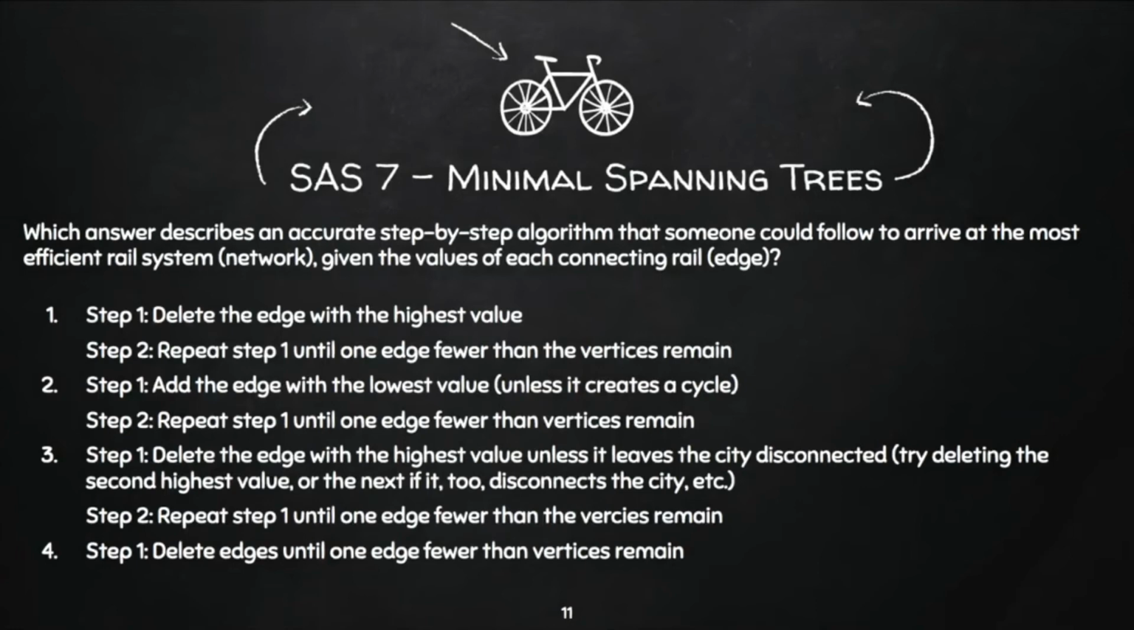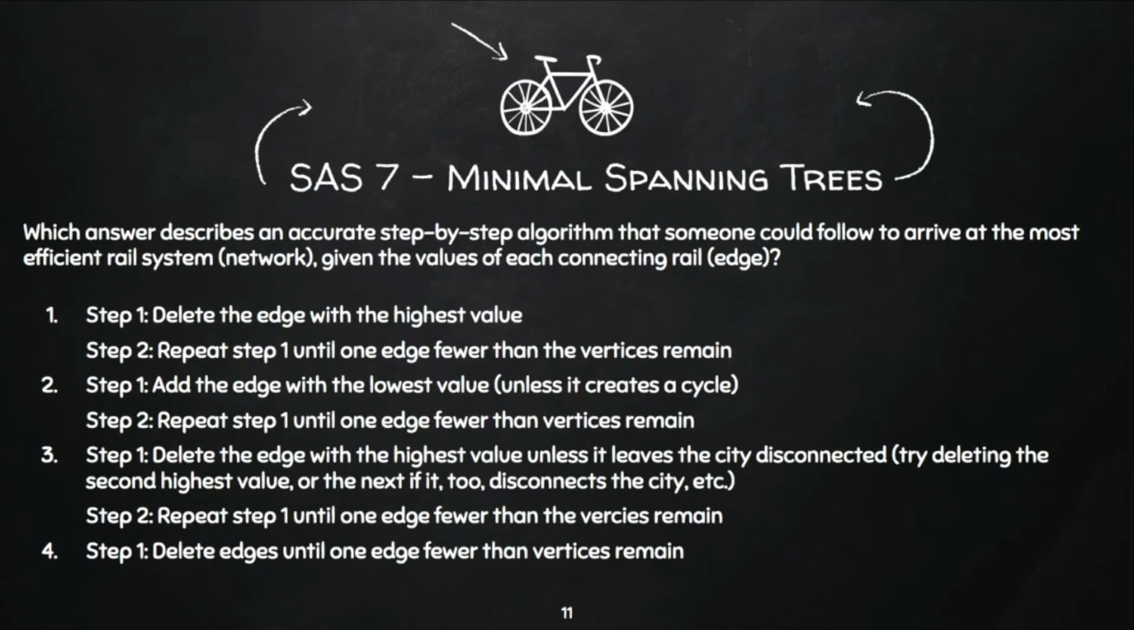All right, which answer describes an accurate step-by-step algorithm? That's funny. Algorithm does mean a step-by-step problem-solving situation that someone could follow to arrive at the most efficient rail system or network, given the values of each connecting rail or edge. Step 1, delete the edge with the highest value. Step 2, repeat step 1 until one edge fewer than the vertices remains. Remember we discussed earlier in the lecture that we knew it was an efficient system or an efficient network if the edges numbered one fewer than the number of vertices. So that looks correct, except it says we're starting with the highest value.